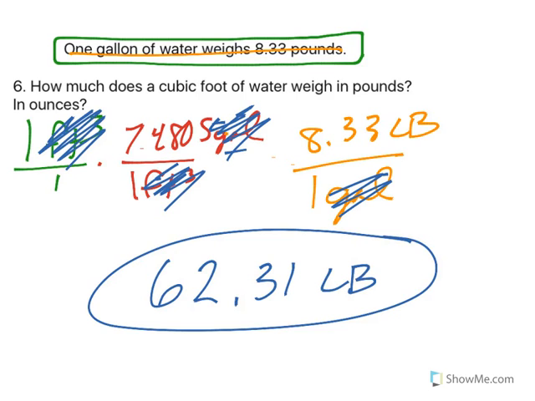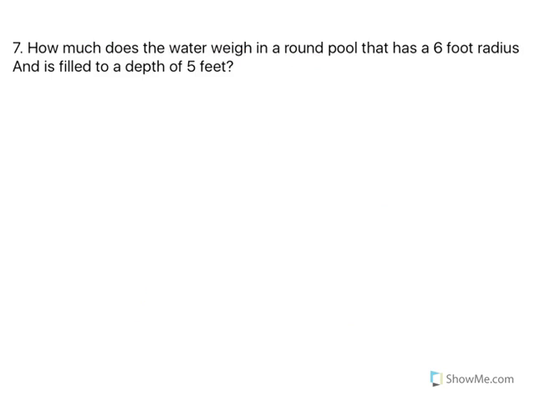So if you have a box that is a foot by foot by foot, and you fill it up with water, it's going to weigh roughly 62 pounds. Water is heavy. That's cray-cray. And let's do one more problem here.